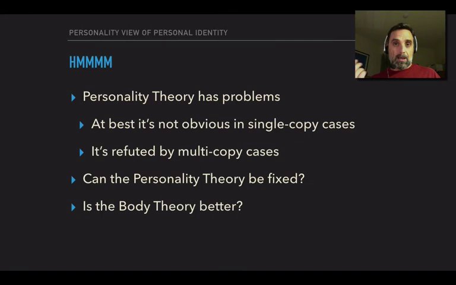So what we're going to look at in the next module is, can the personality theory be fixed? Is the body theory any better? And a little bit about, well, why should we care about personal identity anyway? What matters about personal identity? We started out assuming we care about it, but we're going to ask a little bit about whether we should care about it actually. Why should we care about it? And that's what we'll end that module with.